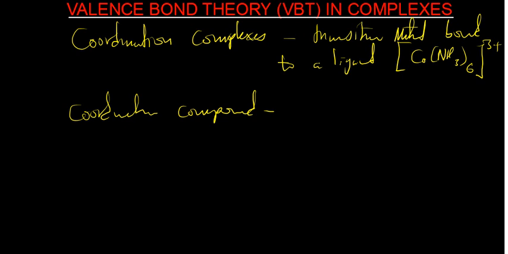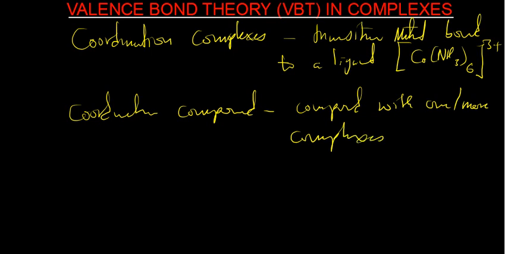So a coordination compound is simply a compound that contains one or more complexes. Okay, compound with one or more complexes. So such is what we call a coordination compound. For example, we gave a coordination complex which is above there, like that.